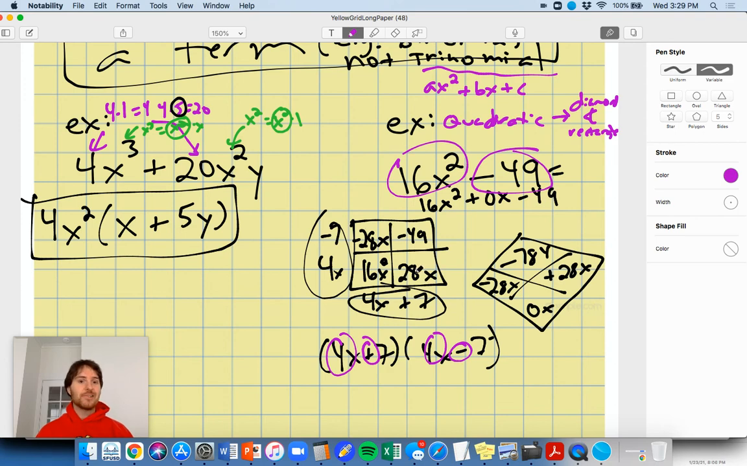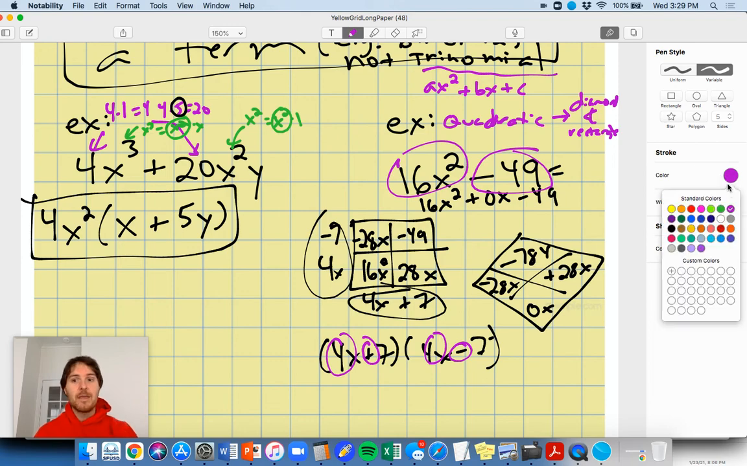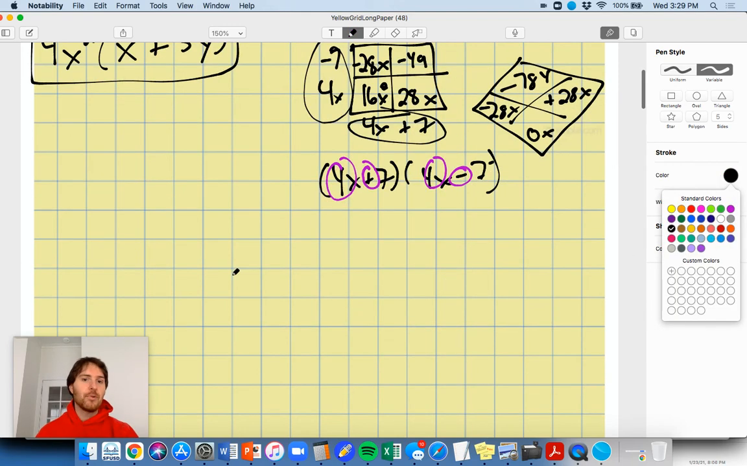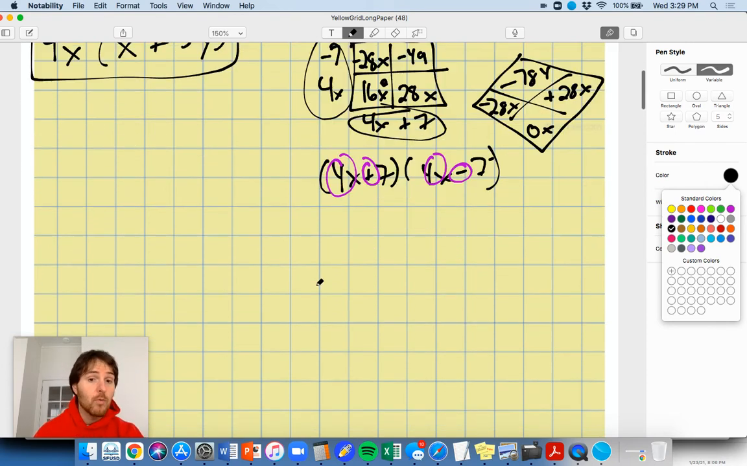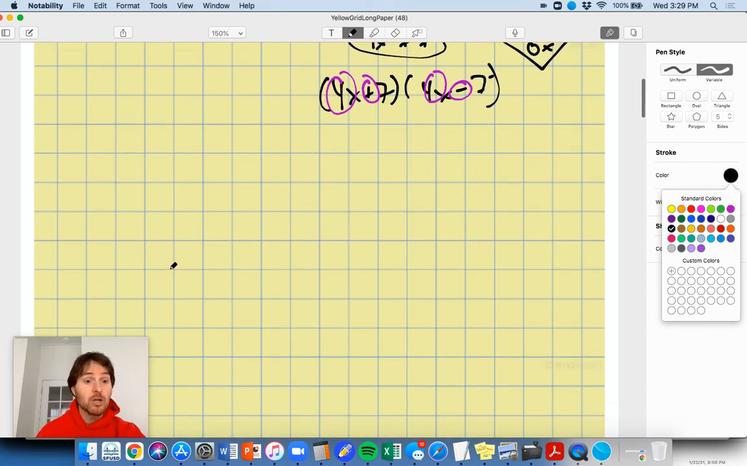Negative 28 plus 28 equals 0, right? That's where the 0 comes from. That's why I don't see an x term. So maybe let's just do one more example of this, because my guess is maybe this was a bit overwhelming. So let's just glide through one more example, maybe with some smaller numbers.